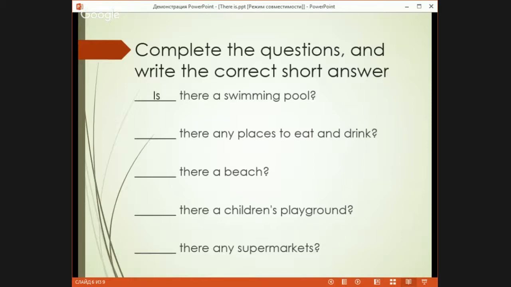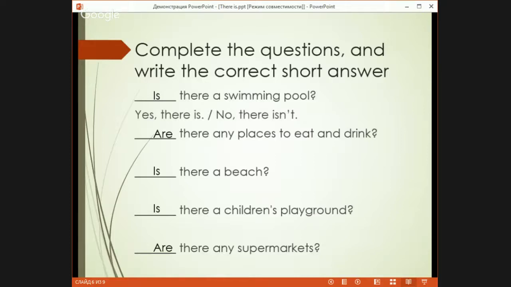Is there a swimming pool? Are there any places? Is there a beach? Is there a children's playground? Playground is singular. And are there any supermarkets? Answers. Is there a swimming pool? Yes, there is, or no, there isn't.